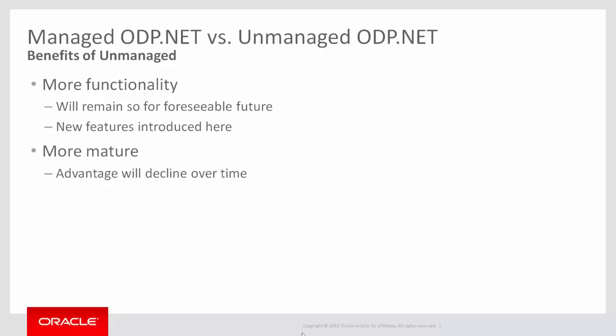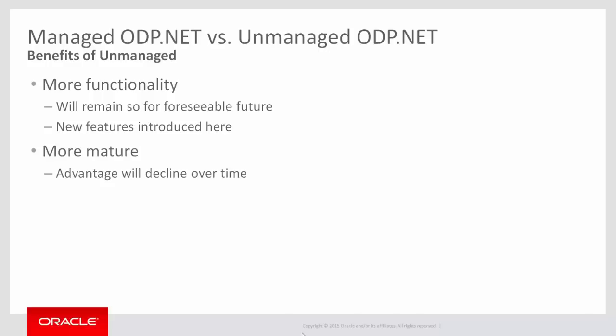So what are the benefits to using unmanaged? More functionality, for one, and it will remain so into the future. New features will always be introduced into unmanaged first, or at the same time as unmanaged and managed, but unmanaged will generally be first. The reason why goes down to the architecture you saw with unmanaged. The functionality that Oracle introduces new will get supported by the OCI layer, since it's supporting a lot of other Oracle client technologies besides .NET. Because it's there, ODP.NET can then easily piggyback on that functionality.